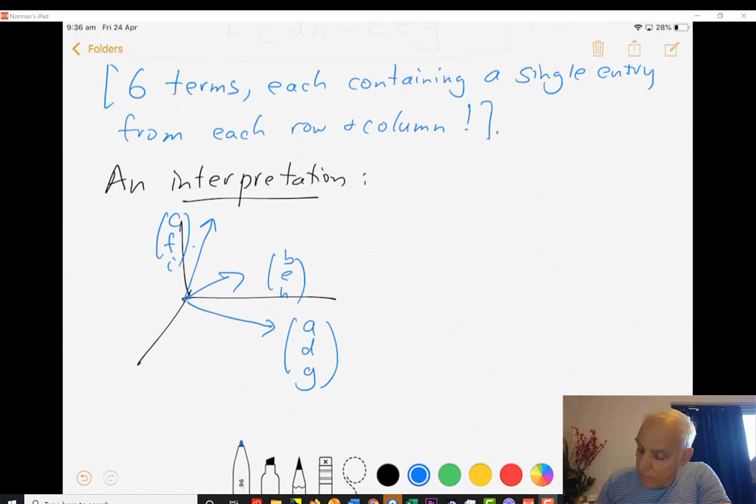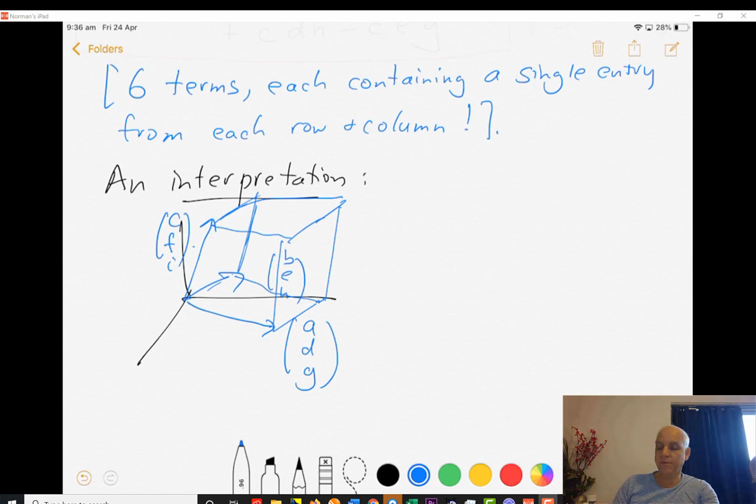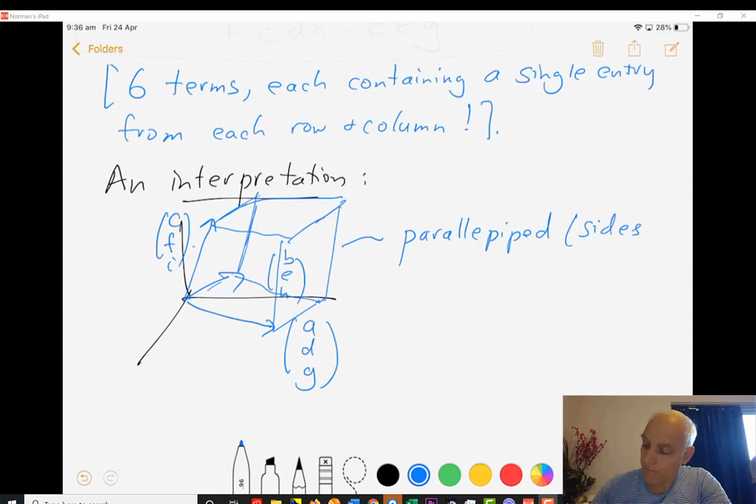So let's say we take 2 of them, they form a parallelogram. If we take these 2, we form a parallelogram. We take these 2, a parallelogram. And then we can fill this out to something that looks like this. This is a parallelepiped, whose sides are all parallelograms.